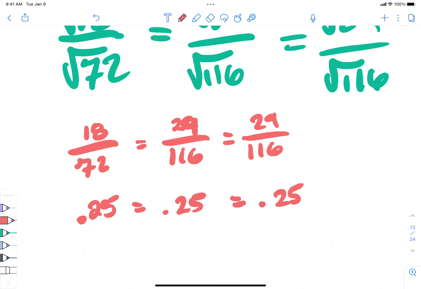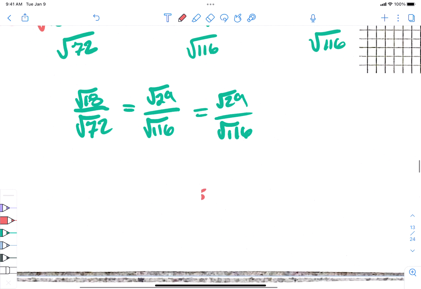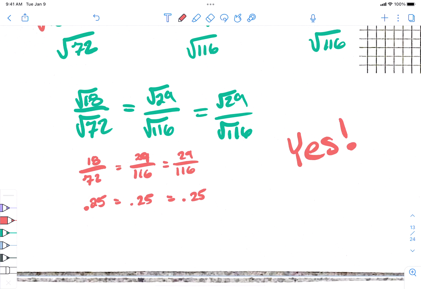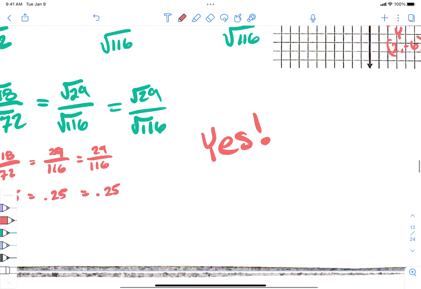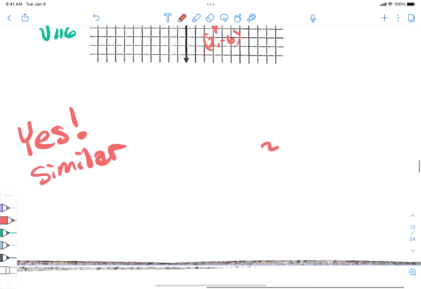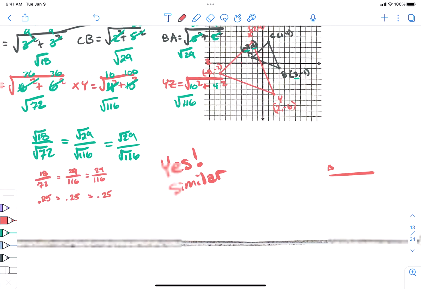Okay? So, what's that be? It's similar. Yes! Oh, boy, we finally get it. Yes, they are similar. Right? Oh, that's right. This guy is similar to this guy. We're gonna skip the graph on the second one.